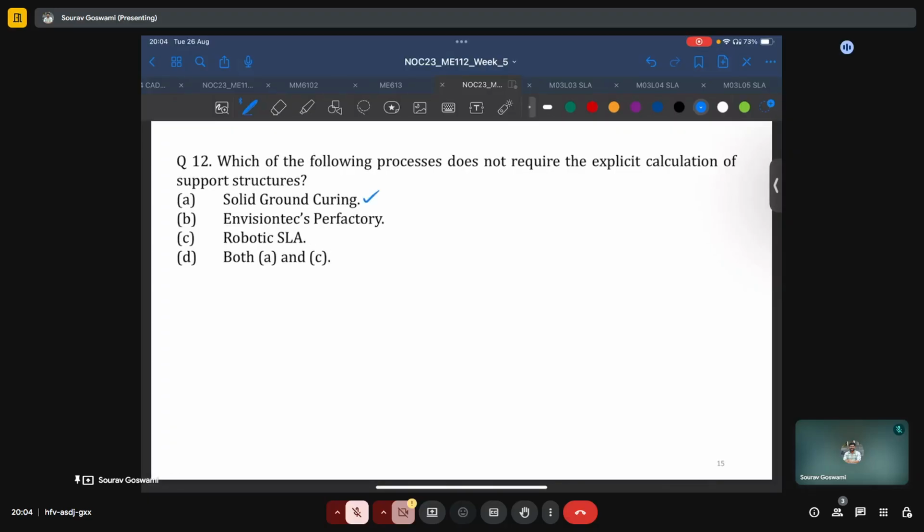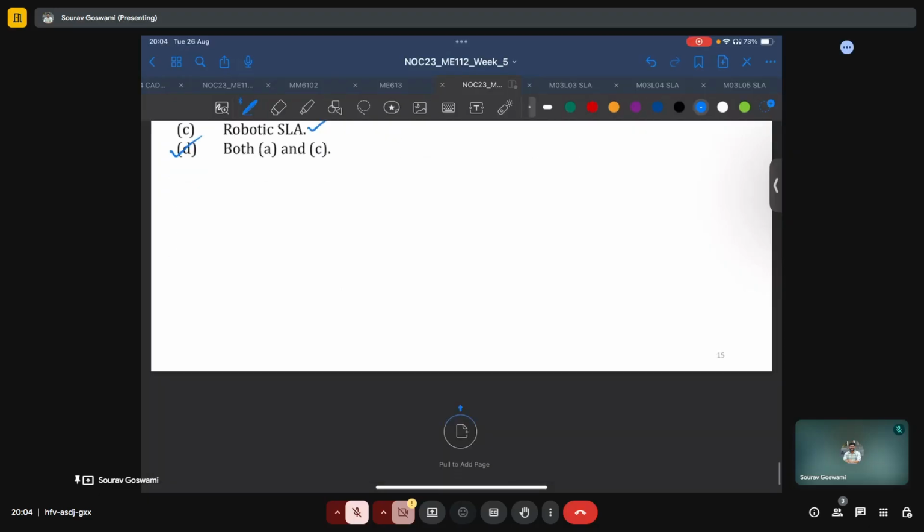This is not true for Perfactory because in that case we do require the calculation of support structures. In robotic SLA also, because of the motion of the flexible robotics, the need for support structures itself may be eliminated, thereby also eliminating the need for calculating them. And thus, both options A and C are suitable in this case.